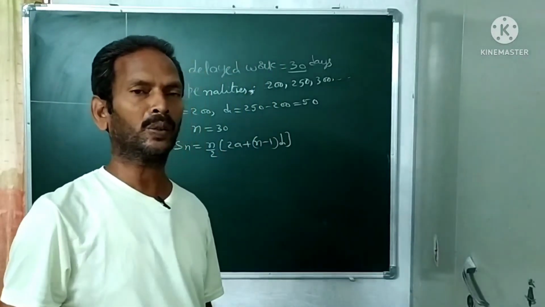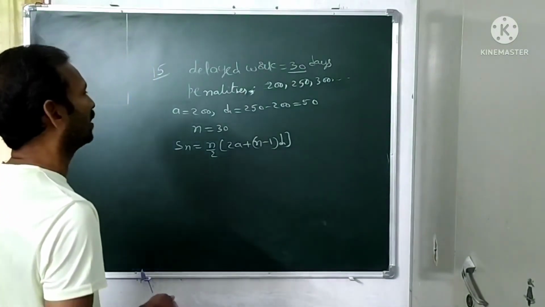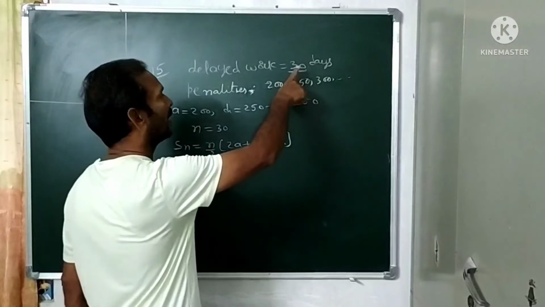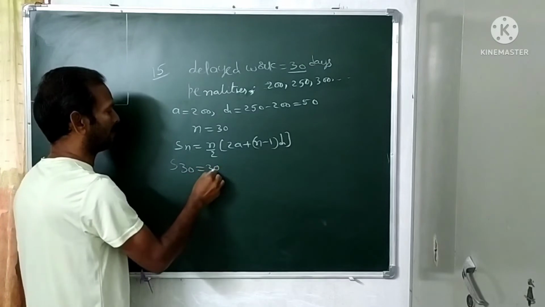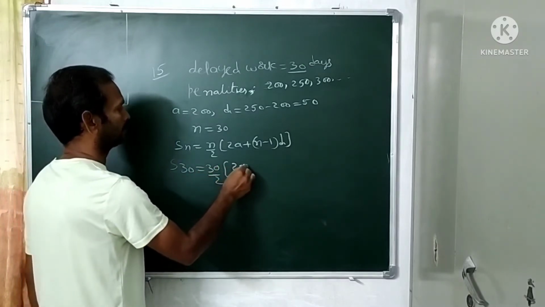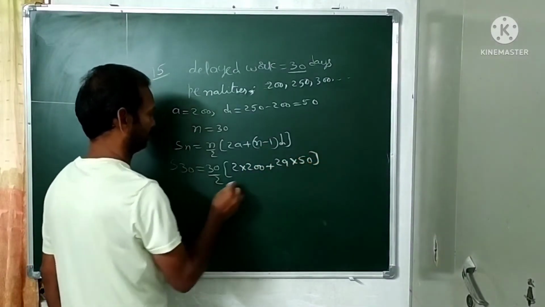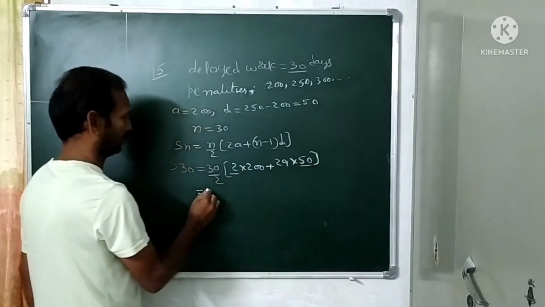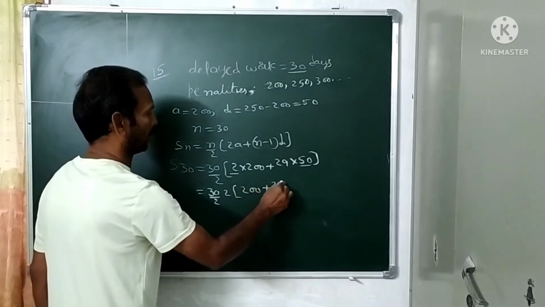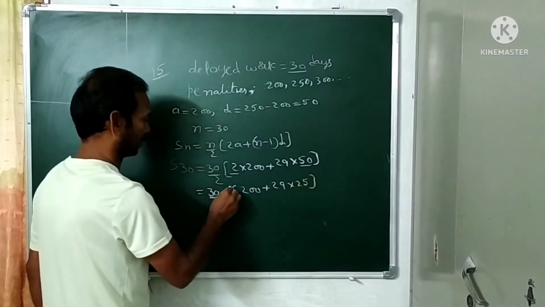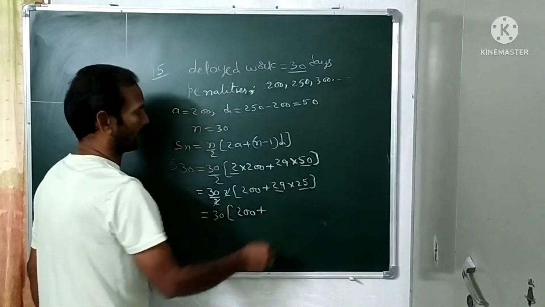So starting, what? 200. Succeeding days, what? 250, 300, like that. So the common difference given is 50 rupees. Like that, if you did the work 30 days late, how much do you have to pay? Yes, we have to calculate S30 = 30 by 2 into 2a plus (n minus 1), 29 times 50. So 2 common take here and here: 30 by 2 into 2 of 200 plus 29 times 25. This 2 cancels: 30 times (200 plus 29 times 25).